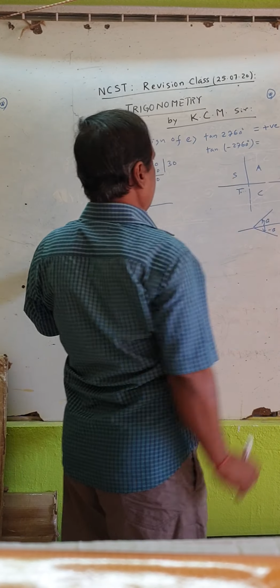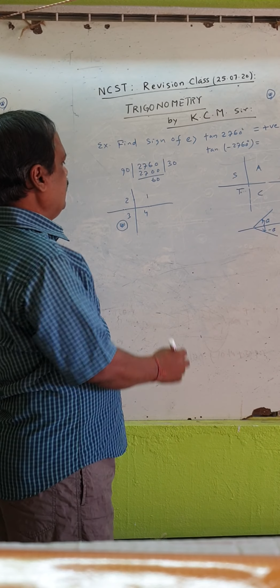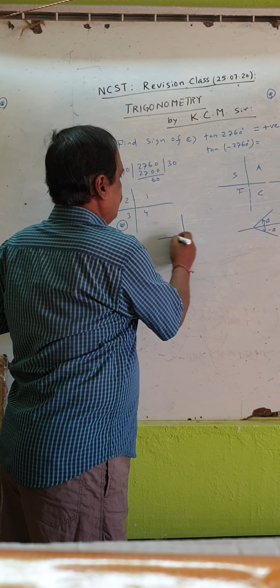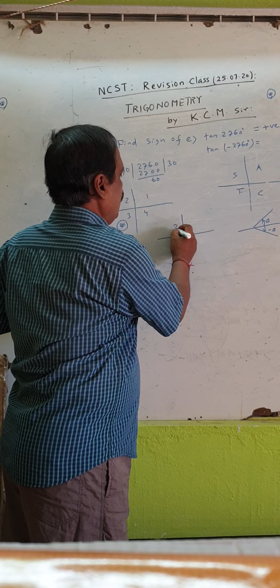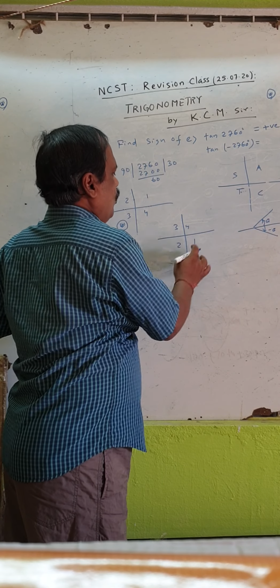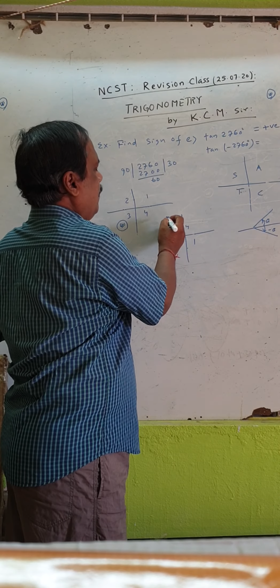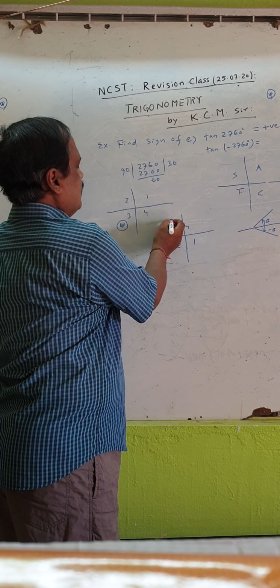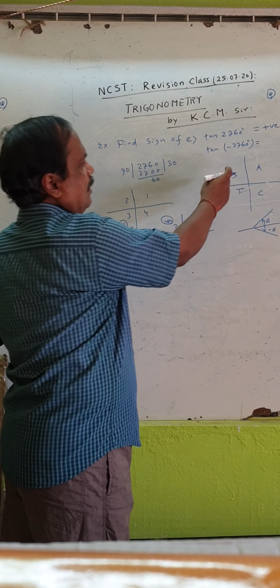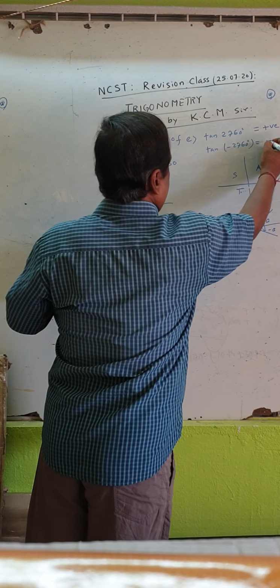And the second one is in this way. You calculate 1, 2, 3, 4. This is a negative angle. 1, 2, 3, 4. 4 ends here, 28 ends here, 29, 30. So it falls here, in the second quadrant. In the second quadrant, sine is positive. Tan is negative, so therefore this is negative.